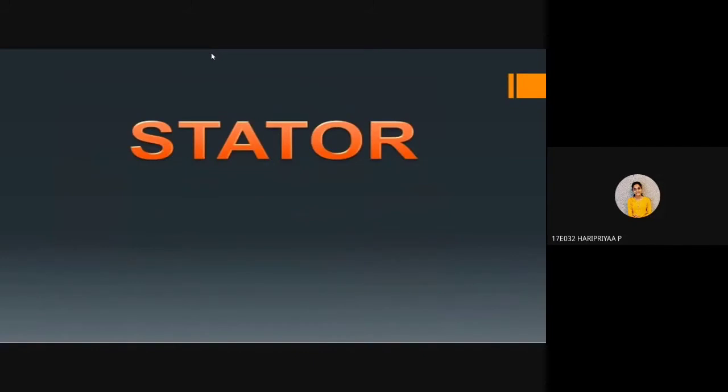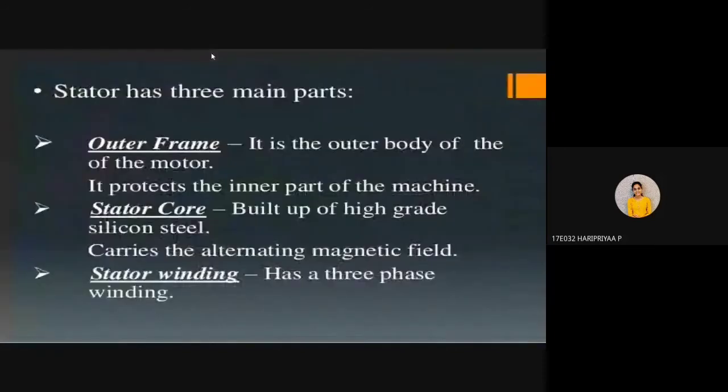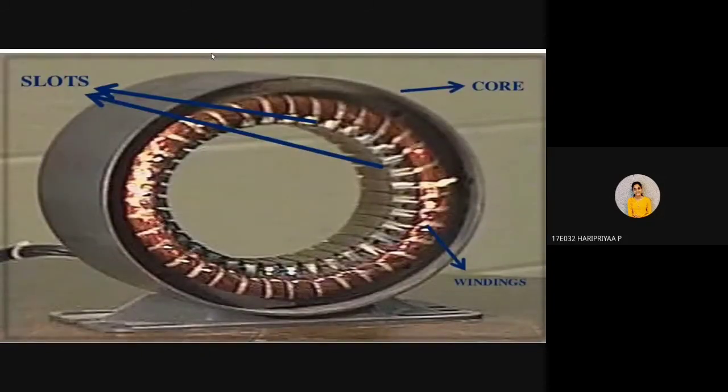Then we'll see about the stator in detail. This is the diagram of the stator. A stator has three main parts: an outer frame, a stator core, and the inner windings. The outer frame is the outer body of the motor. It protects the inner part of the machine. Then the stator core is built up of high-grade silicon steel. It carries the alternating magnetic field. Then the stator windings. It has three phase windings R, Y, and B.